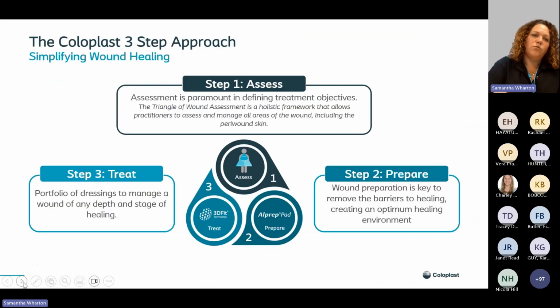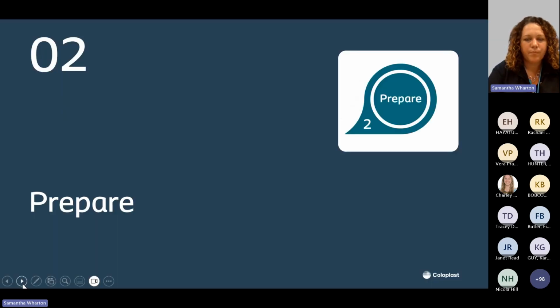So that was a quick whistle-stop tour on assessment within the Coloplast 3-step approach. And now we're going to be moving on to our next step. So we've done step 1 and we're now moving on to our step 2, which is prepare.